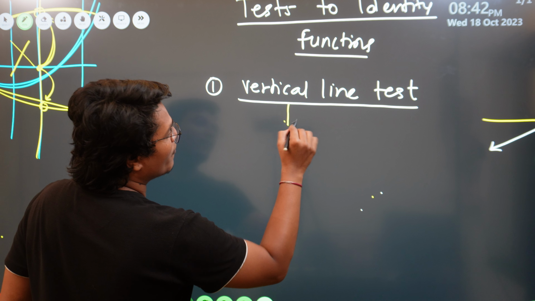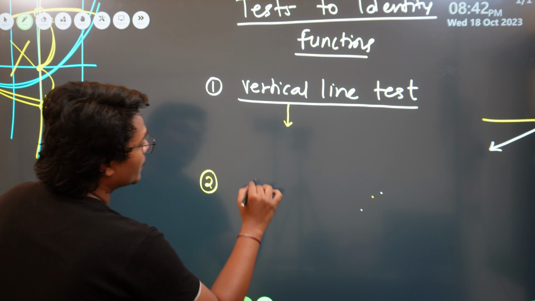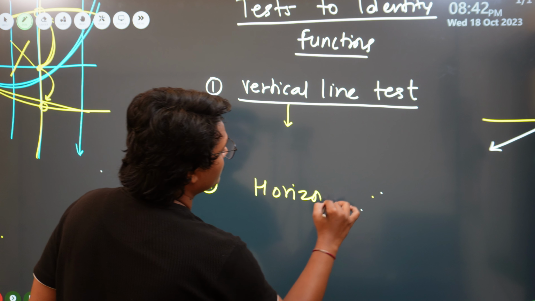So if it is passing the vertical line test, the second thing is the horizontal line test.